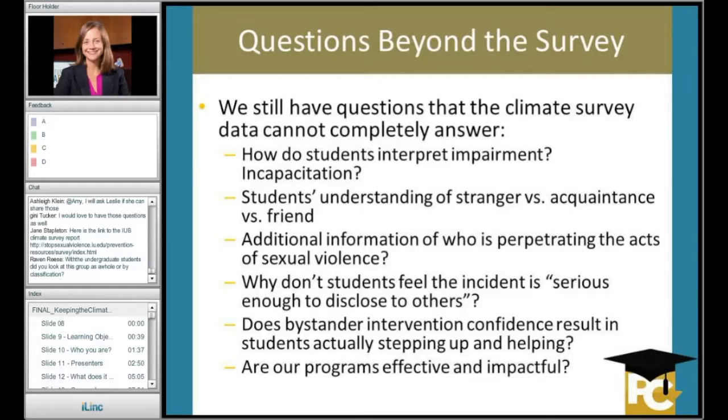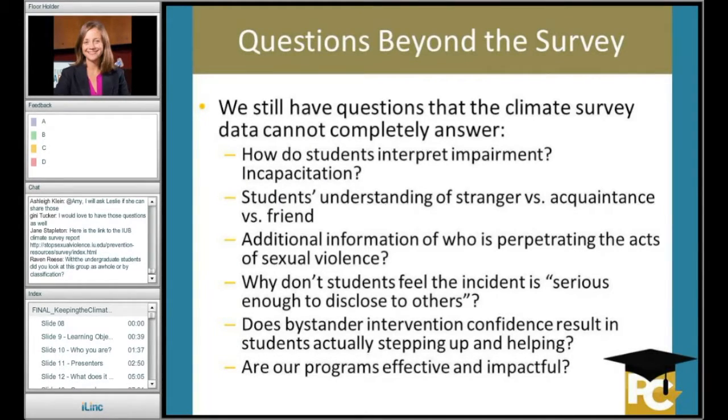Specifically for us, how do our students interpret impairment? How do they interpret incapacitation? How do they interpret drunk? If your campus or you work with a population where alcohol is a big risk factor for sexual violence, trying to understand that, and then what words do you need to describe, or how do you need to explain consent and alcohol use when you're doing prevention education, I think is key.